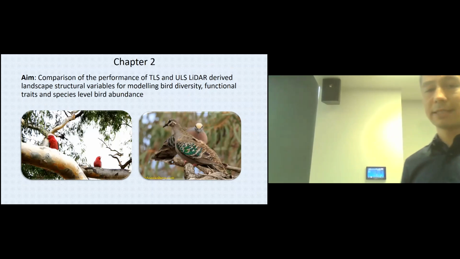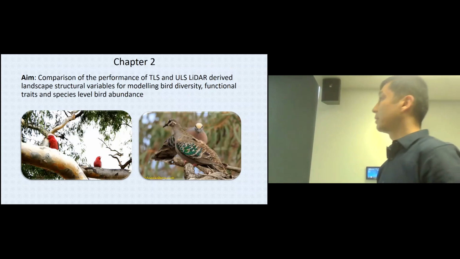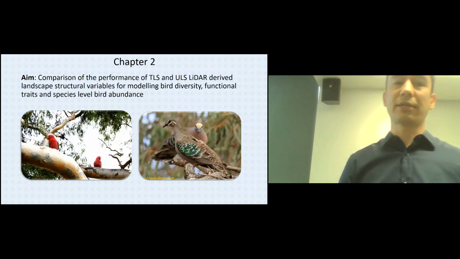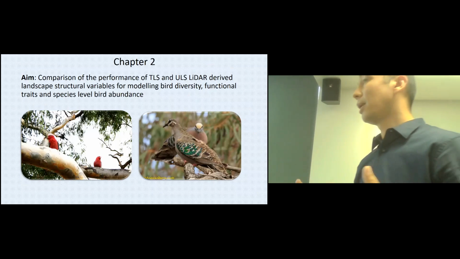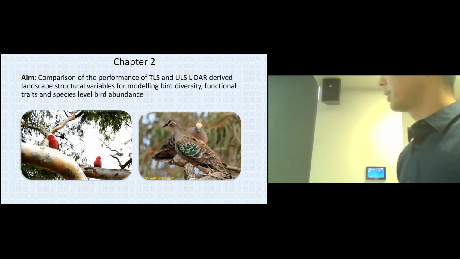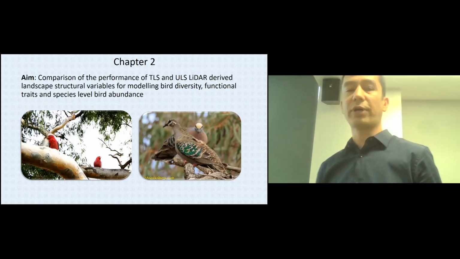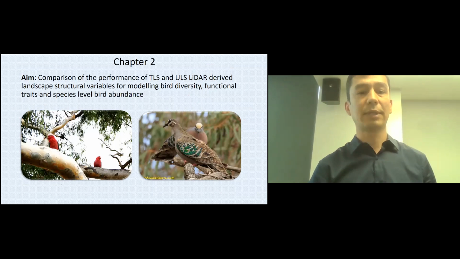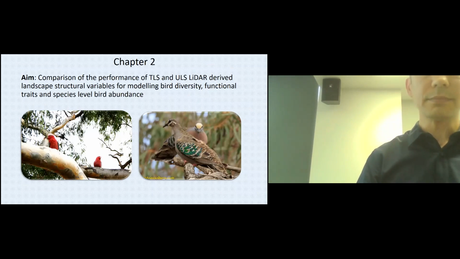The aim of my second chapter is a comparison of the performance of TLS and ULS LiDAR-derived landscape structural metrics for modeling bird diversity, functional traits, and species-level bird abundance.